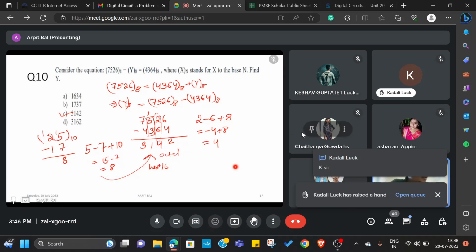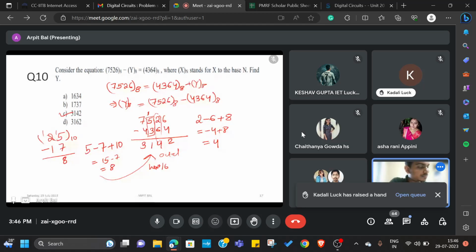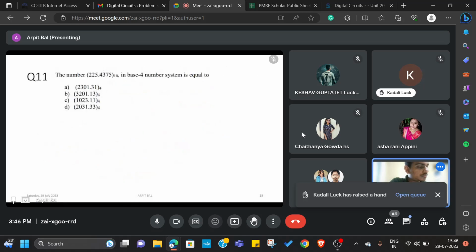Fine. So then we can proceed to the next question. Okay, so we have this number in decimal, and we need to get a base 4 number system.